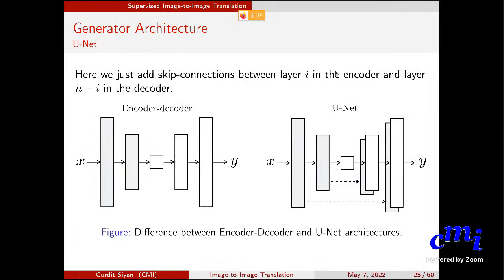So by skip connection I mean this is the normal encoder-decoder. Here are the modules. In the U-Net variant of the generator, we add skip connections between each encoder layer and the corresponding decoder layer.